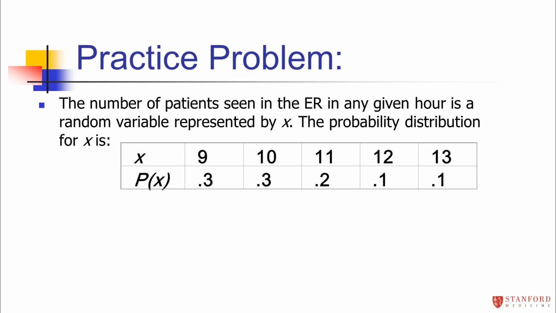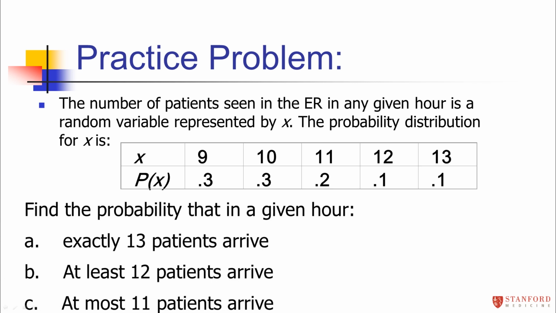So now we can answer just some simple questions based on this probability distribution. And notice that this is a lot easier than what we did last week, right, where I made you calculate those probabilities. Now I'm just giving them to you, and it's pretty easy to pick the probabilities up off the chart. So for example, if I say, what's the probability that in a given hour exactly 13 patients arrive, you just look in the table, well, it's 10%. You just grab that right out of the table.